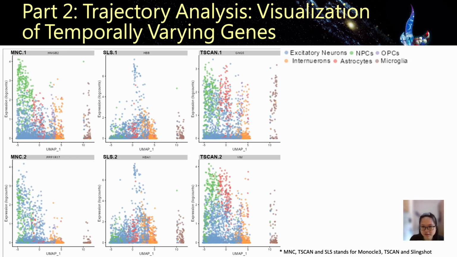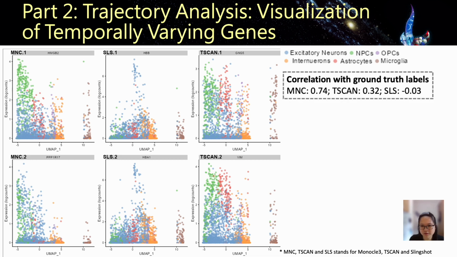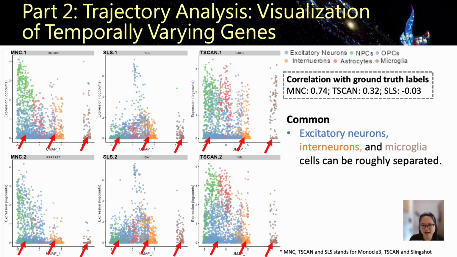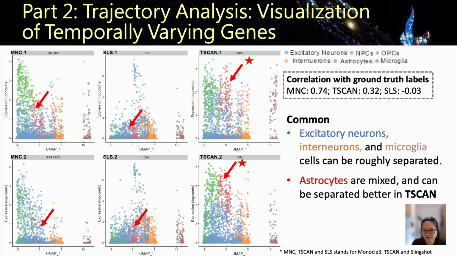Here we show the gene expression change versus the first component of the UMAP embeddings, and the cell types are labeled by different colors. Recall that Monocle has a strong correlation with the ground truth, TSCAN has some median correlation, while Slingshot has very poor correlation. In these figures, we can roughly identify blue, orange, and brown arrows, which are excitatory neurons, interneurons, and microglia cells. In addition, astrocytes are mixed with other cells but can be better separated in TSCAN.